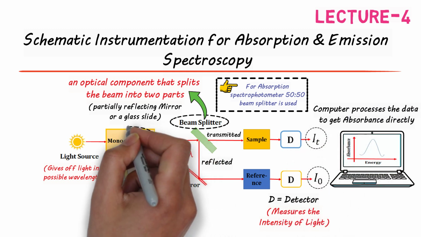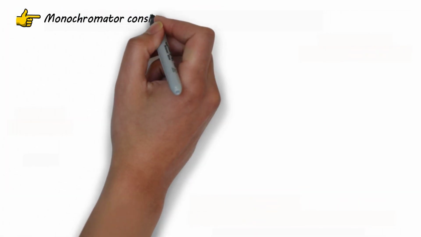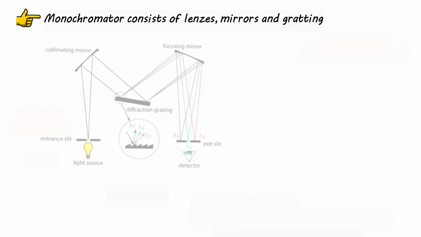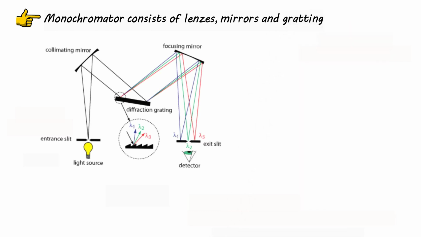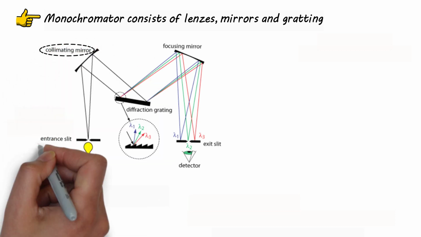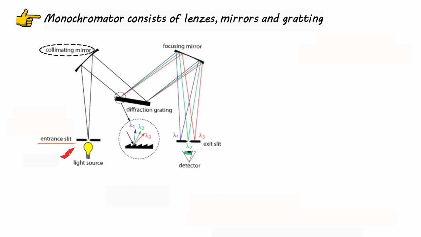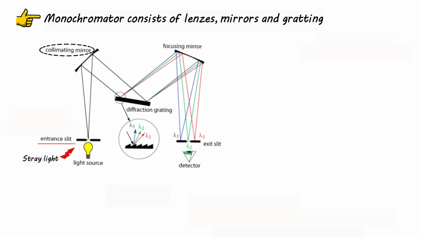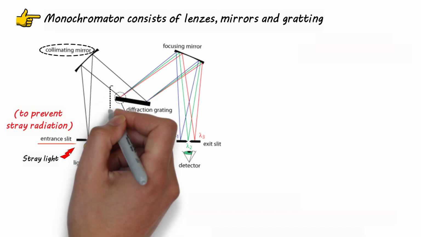Now, what is this monochromator all about? A monochromator actually consists of lenses, mirrors and a grating. If you can see in the diagram, rays of light coming from the light source are collimated by means of collimating mirrors. Had there been no entrance slit, there were chances of stray radiation interfering. So to prevent interference of stray radiation, an entrance slit is used. Collimating mirrors collimate those rays of light onto the diffraction grating.